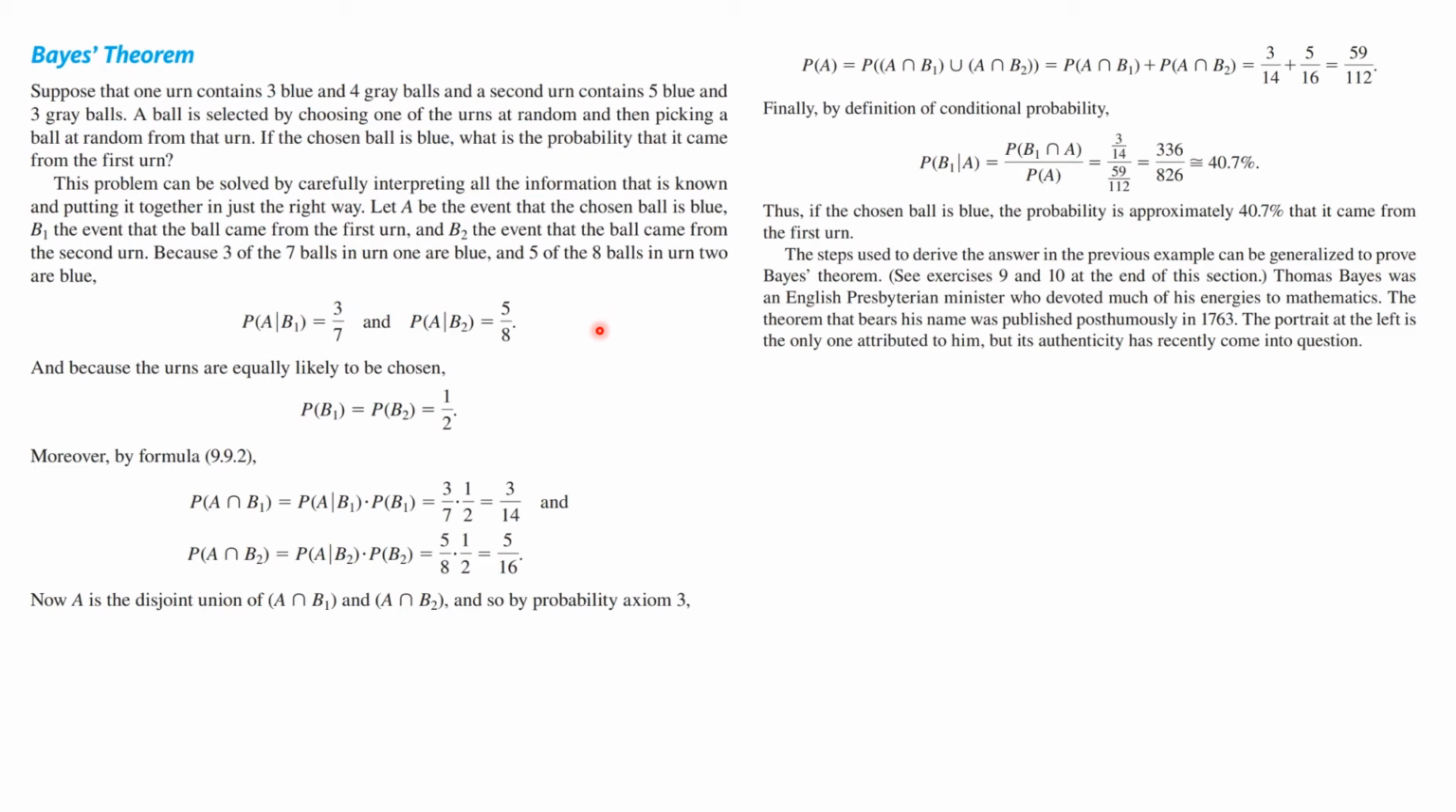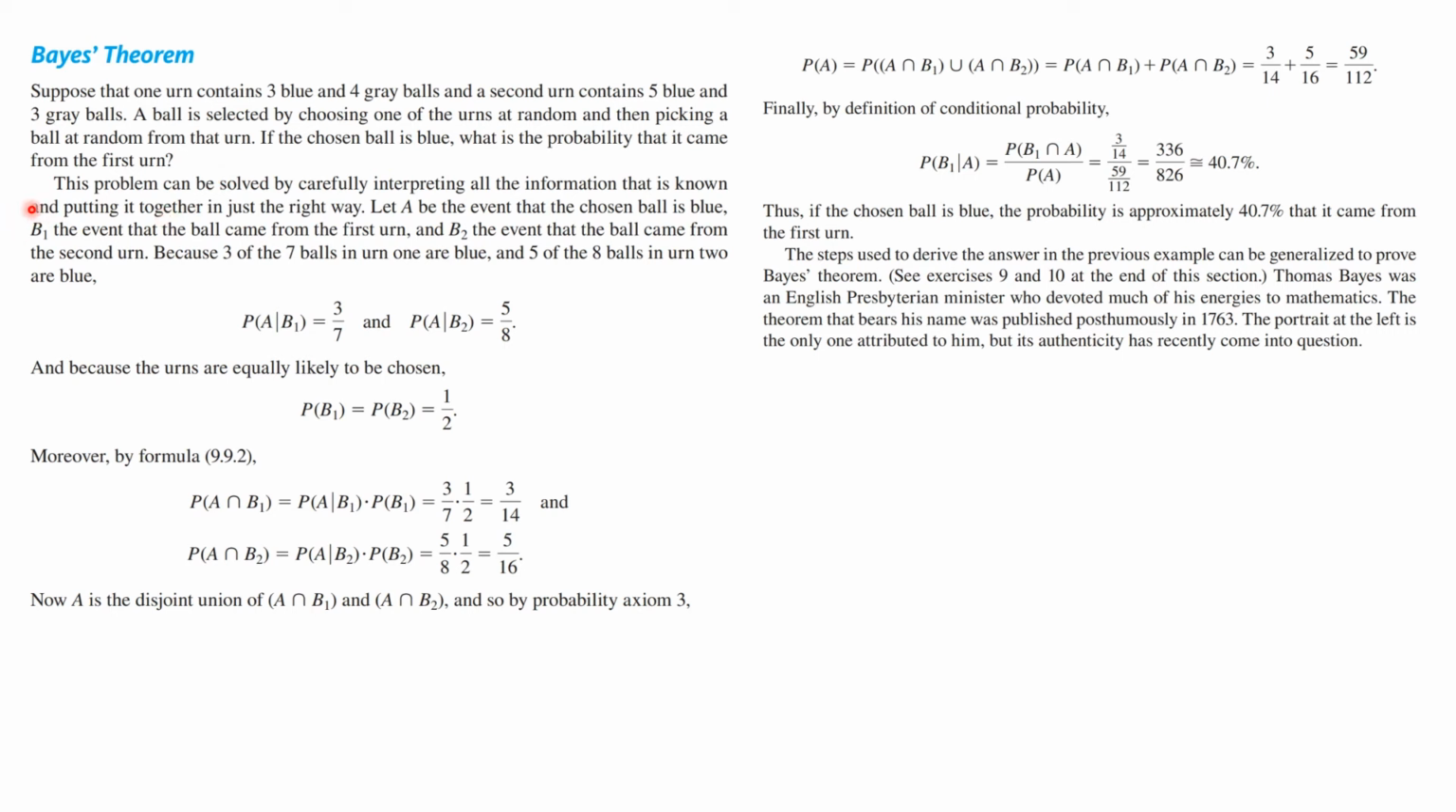Now we turn our attention to Bayes' theorem, and this is by way of introduction. So suppose again that one urn contained 3 blue and 4 gray, but now a second urn contains 5 blue and 3 gray. A ball is selected by choosing one of the urns at random, either the first or the second urn, and then picking a ball at random from the urn. If the chosen ball is blue, what's the probability it came from the first urn?